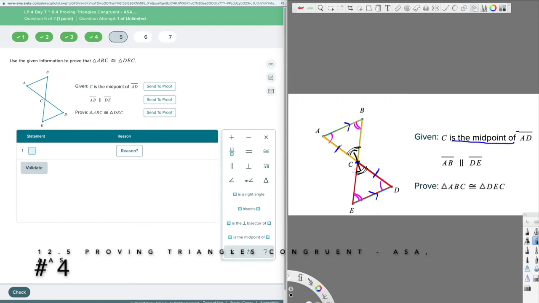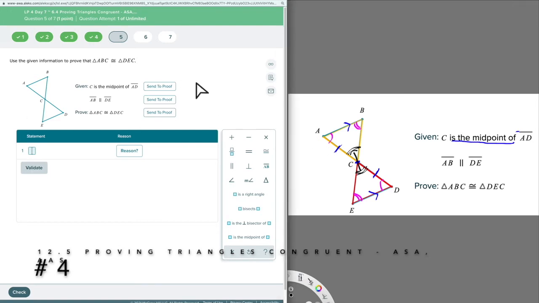Remember, we don't have angle, angle, angle. But because of this, I could use angle, side, angle. I could use angle, angle, side, going this way. So there's more than one way to prove that these two triangles are congruent. These two pieces of given information give me a whole lot, honestly. I can prove quite a bit from them. So let's go ahead and send this to proof.